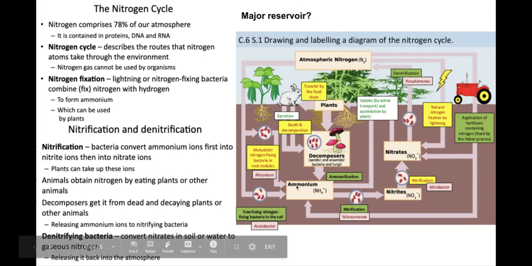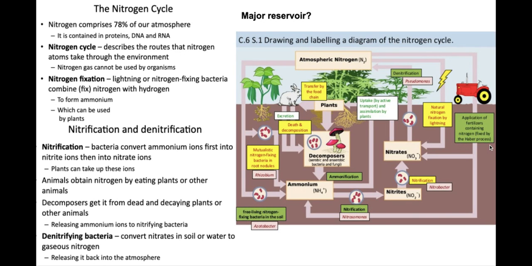If plants and animals die, the decomposers will produce ammonium from their dead bodies, nitrogen, all those proteins from dead organisms. But I also have the application of fertilizers, because not all soils have nitrogen. So I'm going to need to add nitrates to plants through the use of fertilizers. And that started with the Haber process.